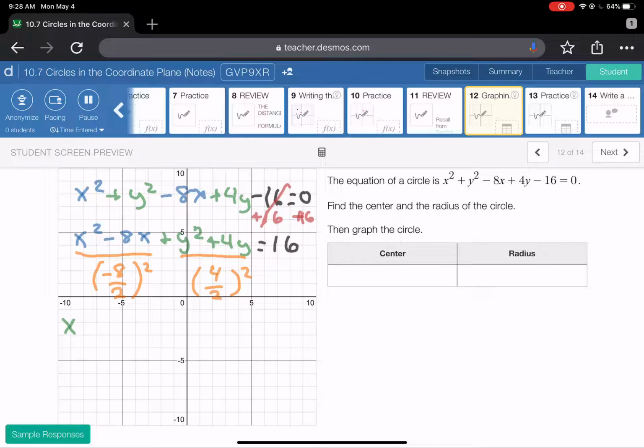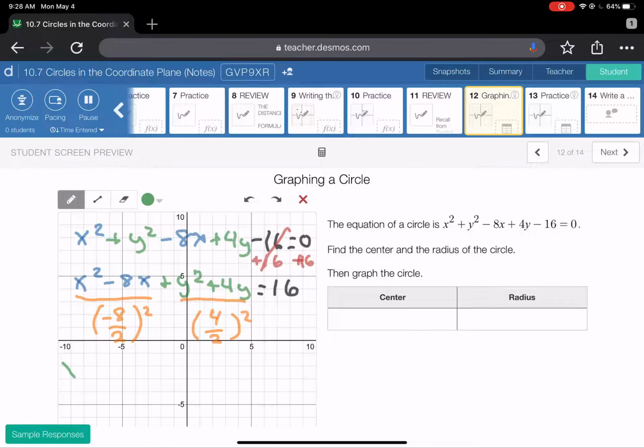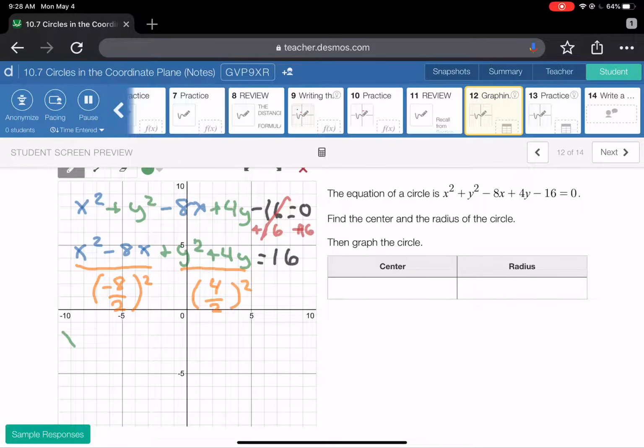expressions. So I have x, and remember, we'll add those at the end. Okay, so first, let's write. Okay, so now our x part of the equation becomes x squared minus 8x, and then I'm going to simplify this. 8 divided by 2 is 4. 4 to the second power is 16. Okay, so I'm going to do this equals 16.